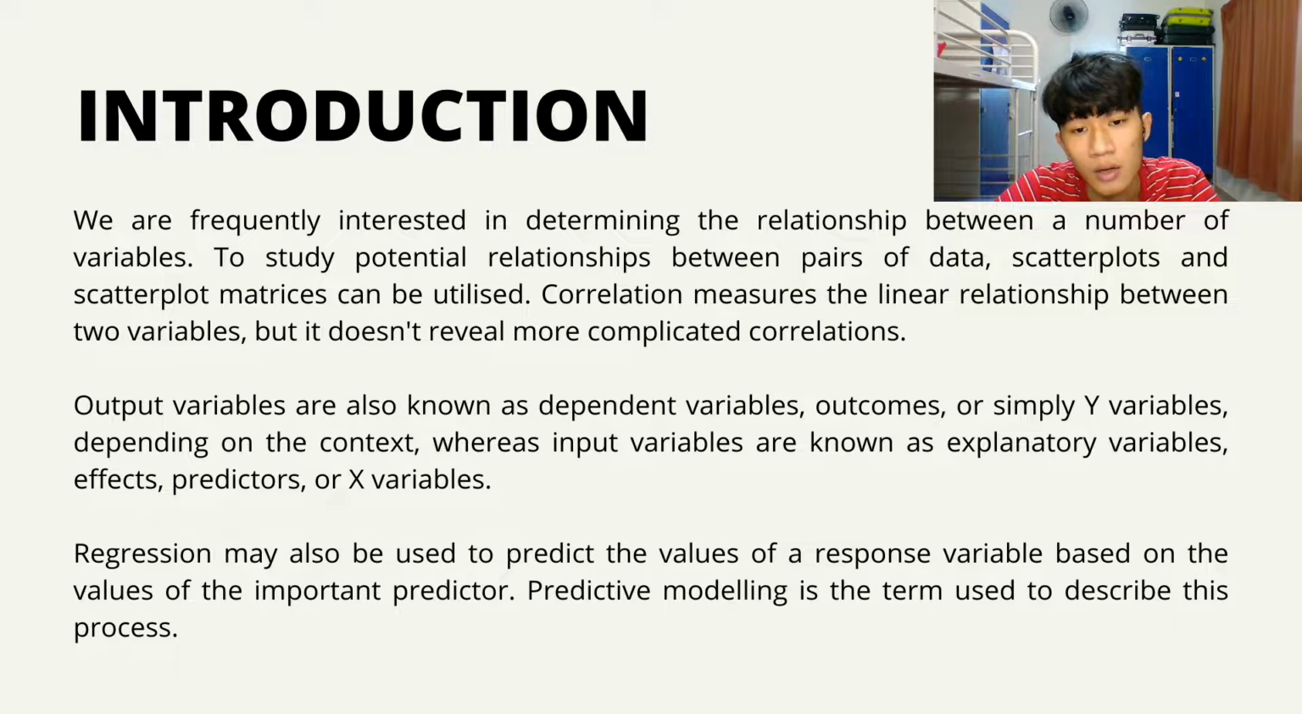Output variables are also known as dependent variables, outcomes, or Y variables, depending on context, whereas input variables are known as explanatory variables, effects, predictors, or X variables. Regression may also be used to predict the values of a response variable based on the values of the important predictor. Predictive modeling is the term used to describe this process.